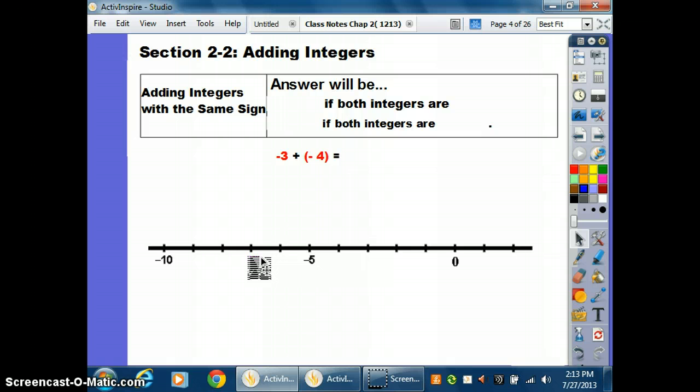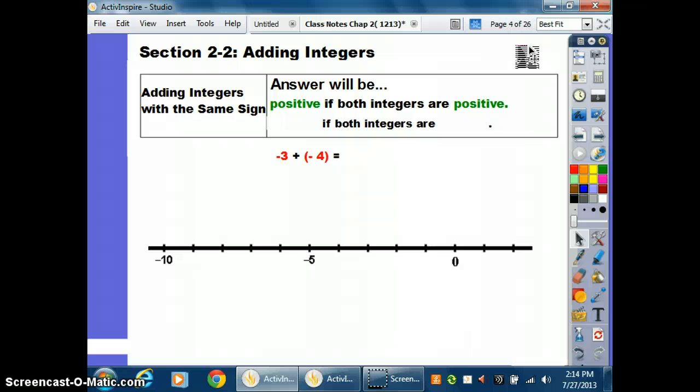Adding integers. To add integers with the same sign, the answer will be positive if both integers are positive. You've been doing that since second grade. 3 plus 4 is 7. Both of those numbers are positive, and your answer is positive.